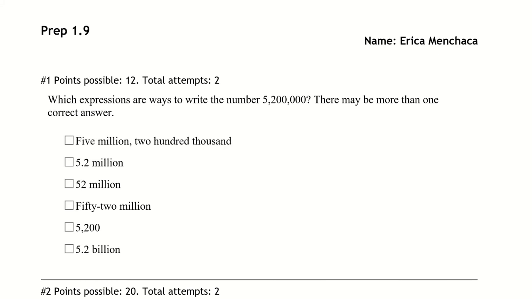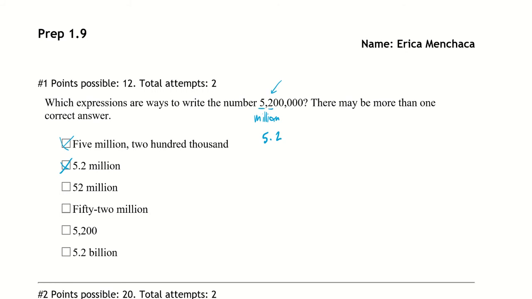As we look through these questions, number 1 says express it in multiple ways. Notice that there's check boxes instead of bubbles, so that means there could be more than one answer. Here I see 5 is in the millions place, and the 2 is in the hundred thousands place, right? So the first one could be 5,200,000, but also that first comma could be a decimal, and I can say 5.2 million. So we want to be comfortable expressing numbers in either of those ways.